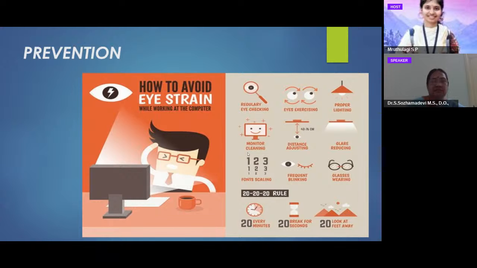Adjust the distance between the computer and yourself. Avoid glare reducing. This I don't believe. And you can adjust the font size. If your vision has a problem, then you increase the font size and make it a point to blink frequently, wear the appropriate glasses, and follow this 20-20-20 rule.